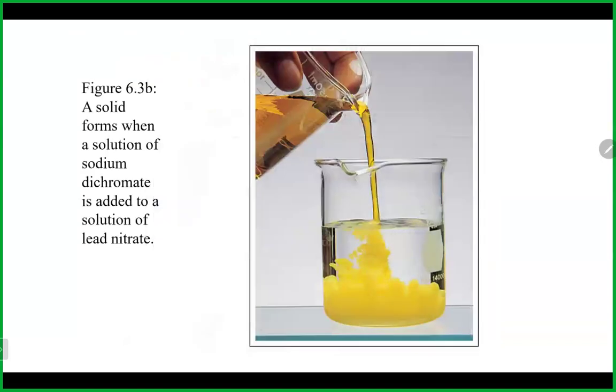Obviously, we'll do this one actually. We're pouring this together. You'll make this yellow solid or precipitate. And again, a solid that wasn't there before definitely means that something took place.